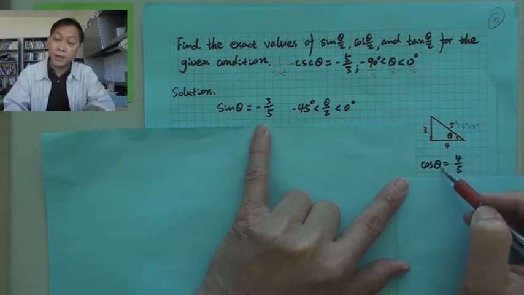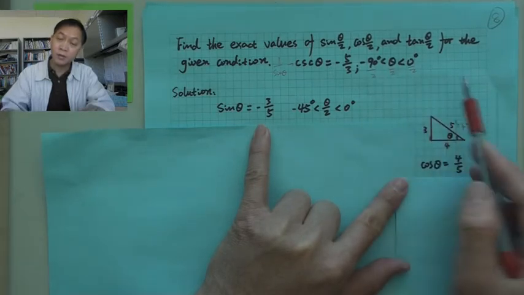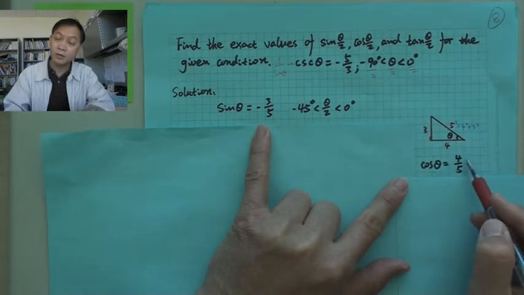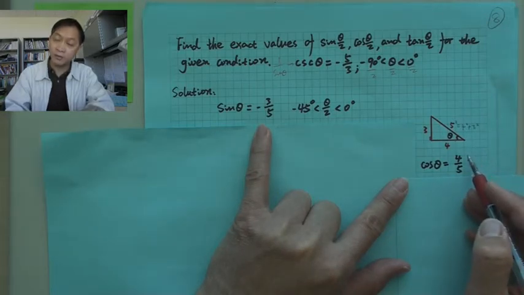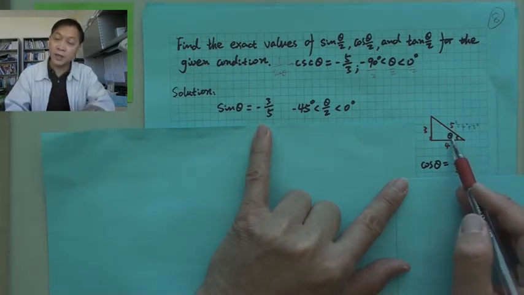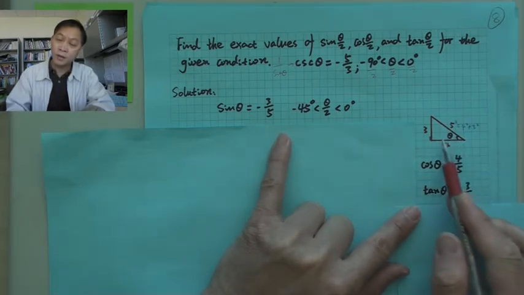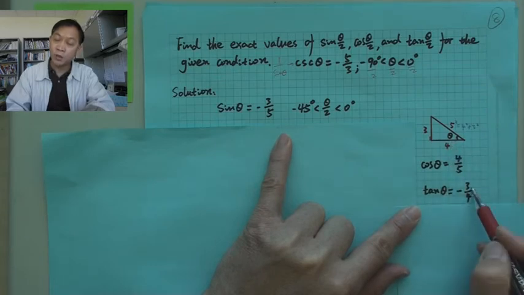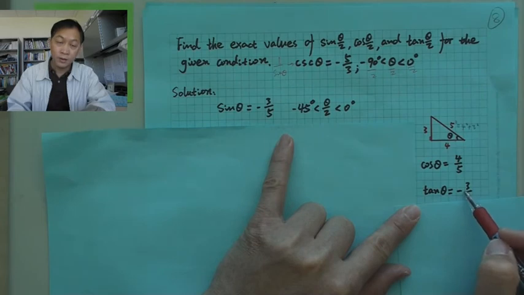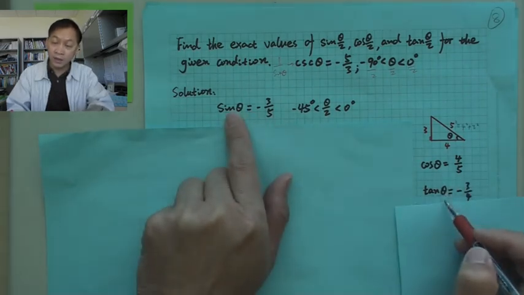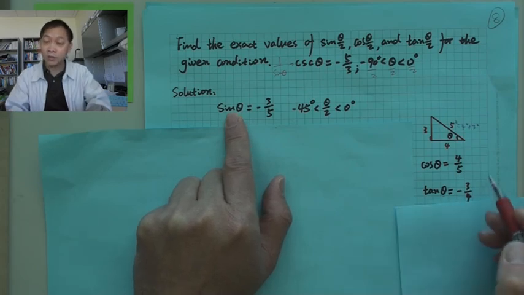And cosine theta has to be positive because theta is in the fourth quadrant. How about tangent? The tangent for sure is negative. So tangent theta is negative 3 over 4, right here. 3 over 4 for sure, and in the fourth quadrant, so negative. Then you have sine, cosine, tangent. Then you are ready to apply the half angle formula.